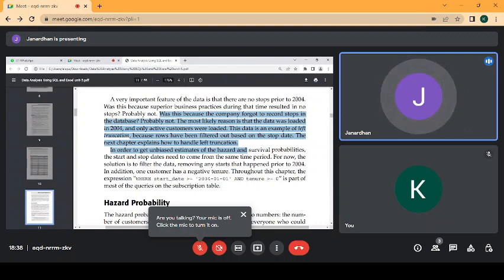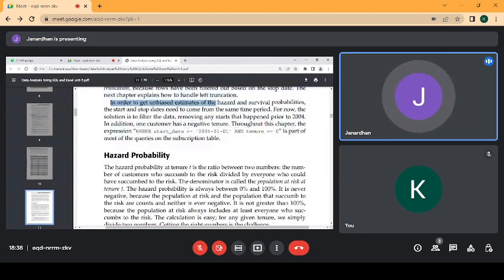In order to get unbiased estimates of the hazard and survival probabilities, the start and stop dates need to come from the same time period. For now, the solution is to filter the data, removing any starts that happened prior to 2004. In addition, a few customers have negative tenure. So throughout this chapter, we will refer to the expression where start underscore date greater than 2004-01-01 and tenure is greater than 0 as part of most of the queries on the subscription table.